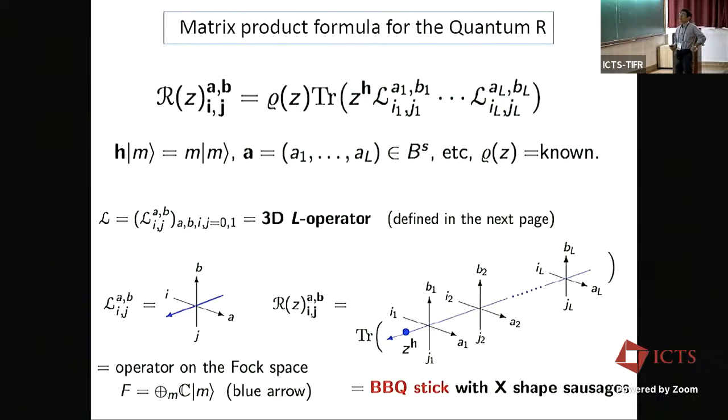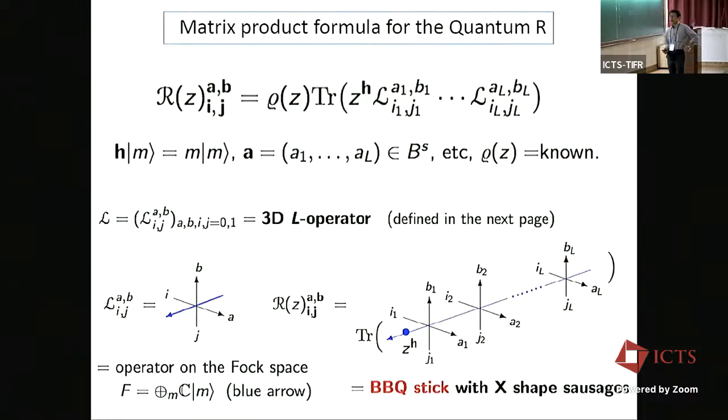So this H and these L's are operators acting on the Fock space, whose bases are labeled by a non-negative integer m. So this is infinite dimensional. And H is just a number operator. L has 4 indices taking values 0 or 1, since these arrays A, B, I, J are length L arrays of 0 or 1.